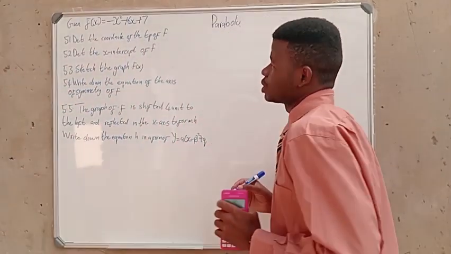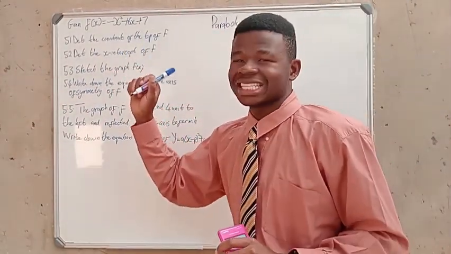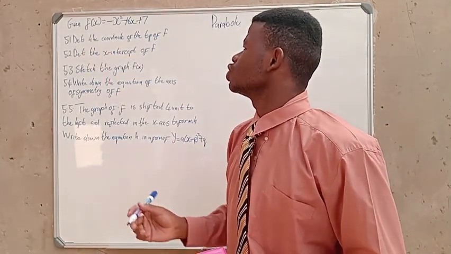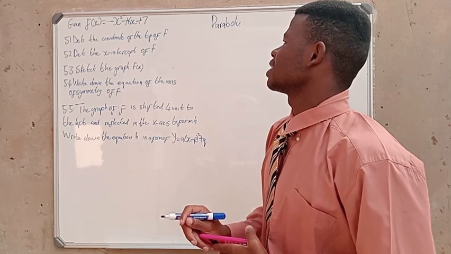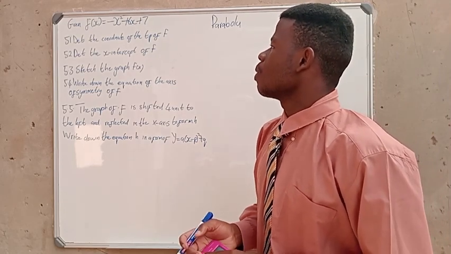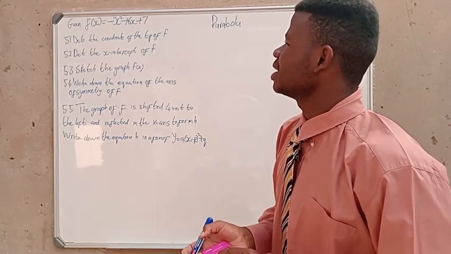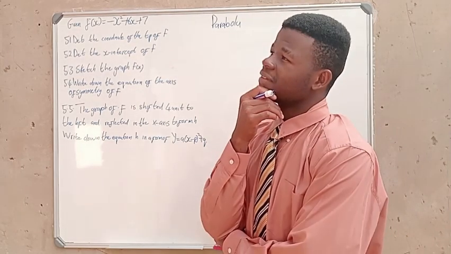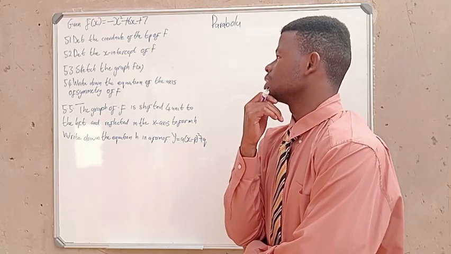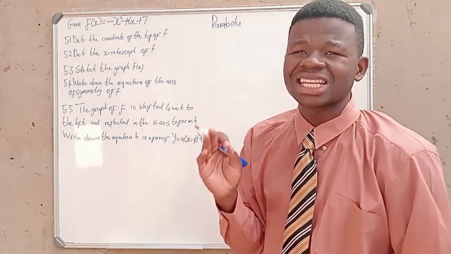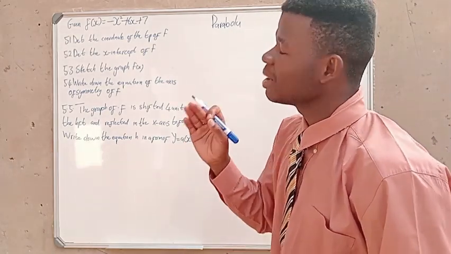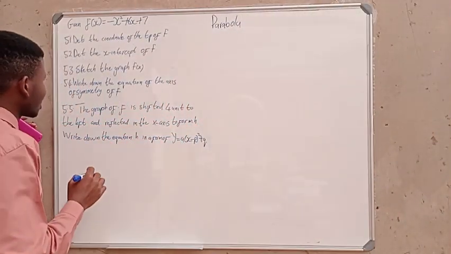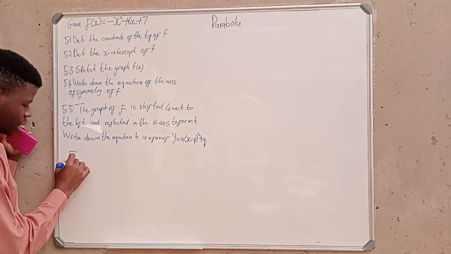Now we are given an exam question. It says f of x is equal to minus x squared plus 6x plus 7. Question 5.1 says determine the coordinates of the turning point of f. So you ask yourself, Dr. Max, how do we do this? If they want the turning point for the parabola, you are going to use this formula right here.